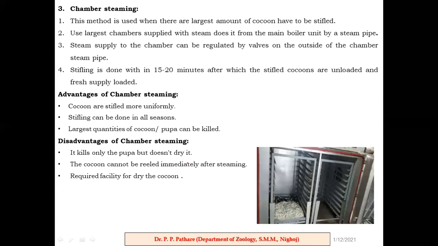It means your pupa is 100% killed, but the wetted cocoon is not immediately reeled or taken to the next processing. That is, reeling, or removing the silk thread from the cocoon, does not happen after this process. It requires another facility for drying the cocoon. These are some of the disadvantages also found in chamber steaming.